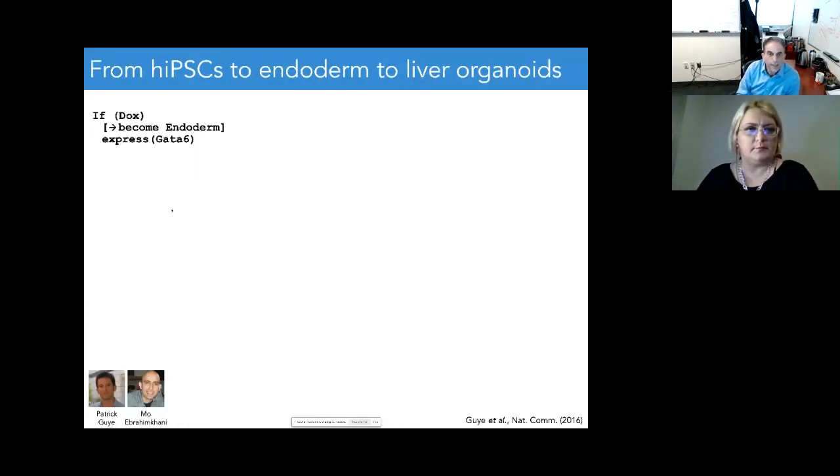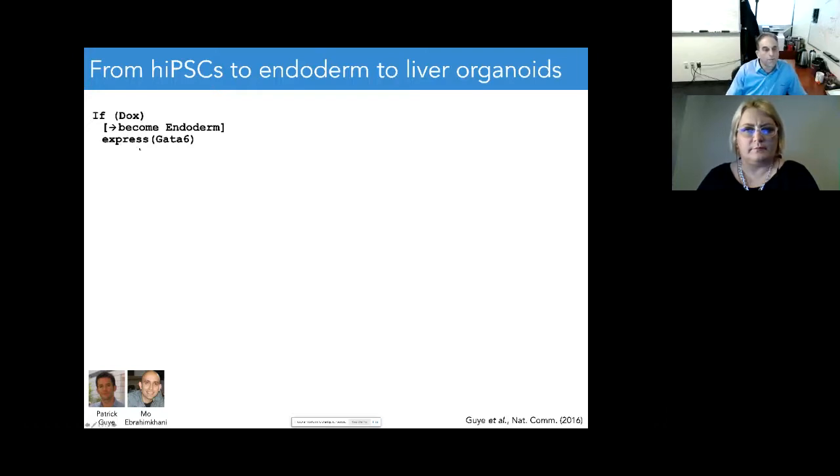So let's take step number one. Just to give you an idea, step number one took us about 10 years. I think we're getting faster now, but still, just to give you a ballpark of how long these things often take. This was work done by Patrick Gee, a former postdoc in the lab, and also with collaborators like Mo, who was a postdoc with Linda Griffith here at MIT.